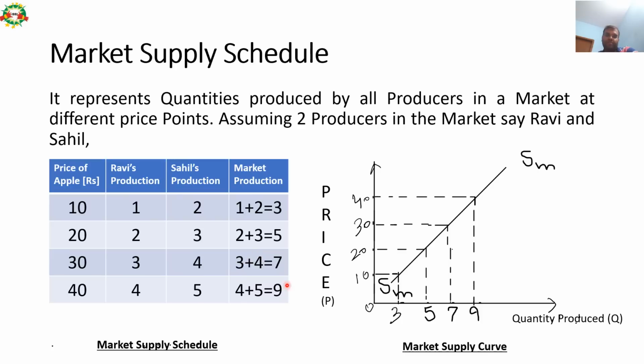So total seven items will be produced. At 40 rupees price point, four will be produced by Ravi, five will be produced by Sahil. So entire market say will produce nine items. So this is the schedule of market supply in tabular format.